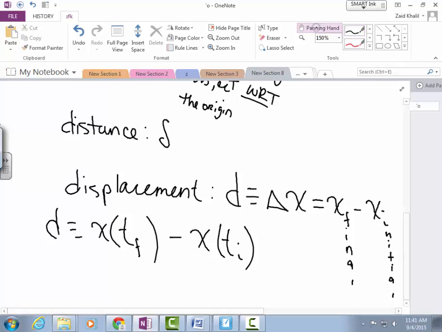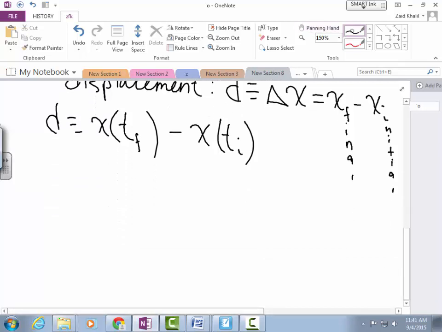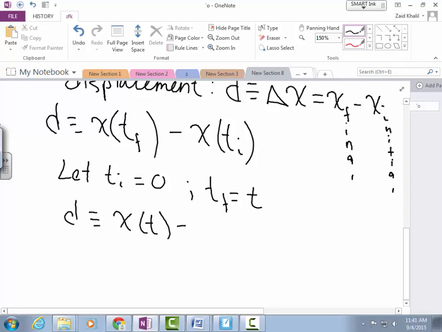So you can say, and you're always free to do this, let ti equal 0, and let tf be, what do you want to call tf? How about we drop the f? Call it t. And so then the displacement becomes what? The displacement becomes x of t minus x of 0. So all these are equivalent definitions.